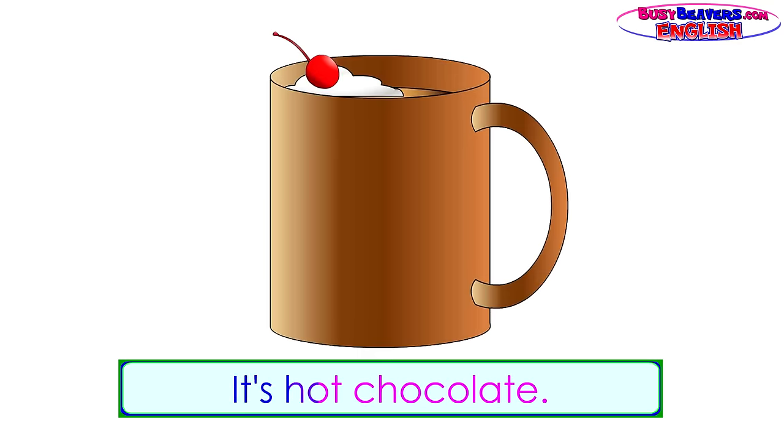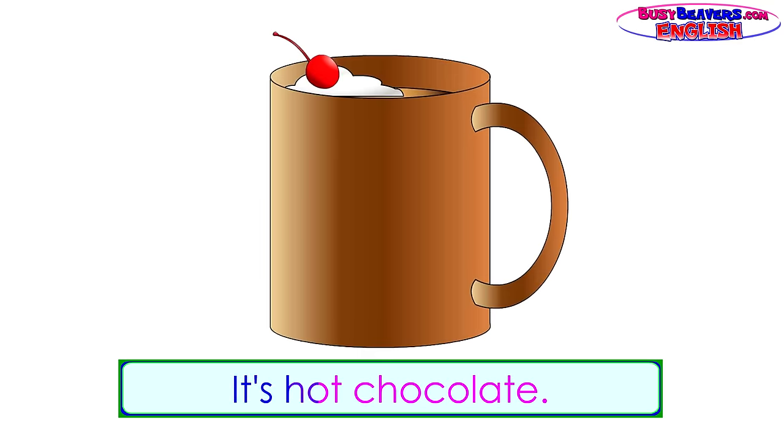What did you eat for breakfast? I ate eggs and rice for breakfast. What did you eat for lunch? I ate rice and sushi for lunch. What did you eat for dinner? I ate spaghetti for dinner.